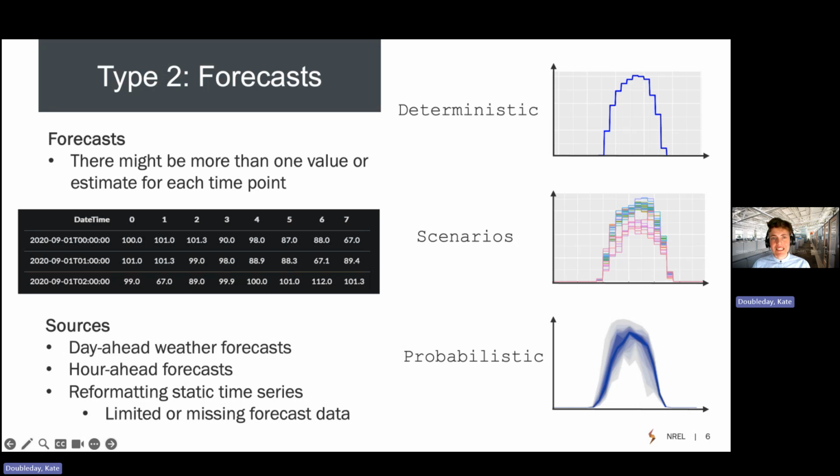Another option is a scenarios forecast. So this is a set of possible trajectories. In this figure, each color is a different trajectory that solar power might take. So this allows for stochastic optimization. Another option is a probabilistic format. In this case, each step in a forecast window has a different probability density function or cumulative distribution function.